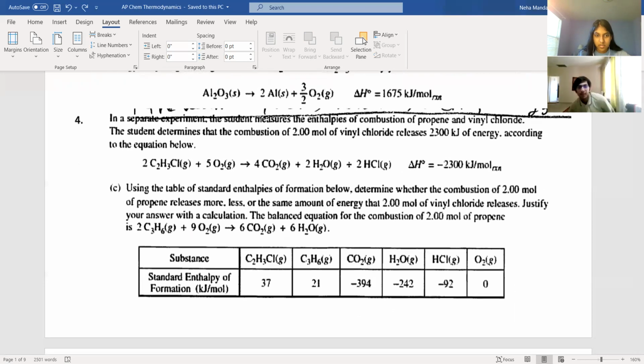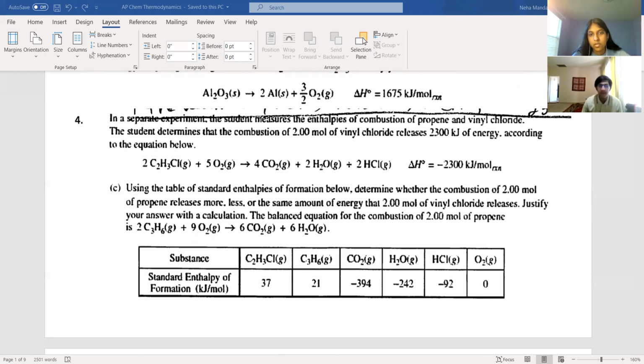Okay. Separate experiments with measures. The first one is propylene, right? C2H3Cl. Or is that vinyl chloride? That looks like vinyl chloride. I think it's vinyl chloride. Oh yeah. Okay. So propene is which one?